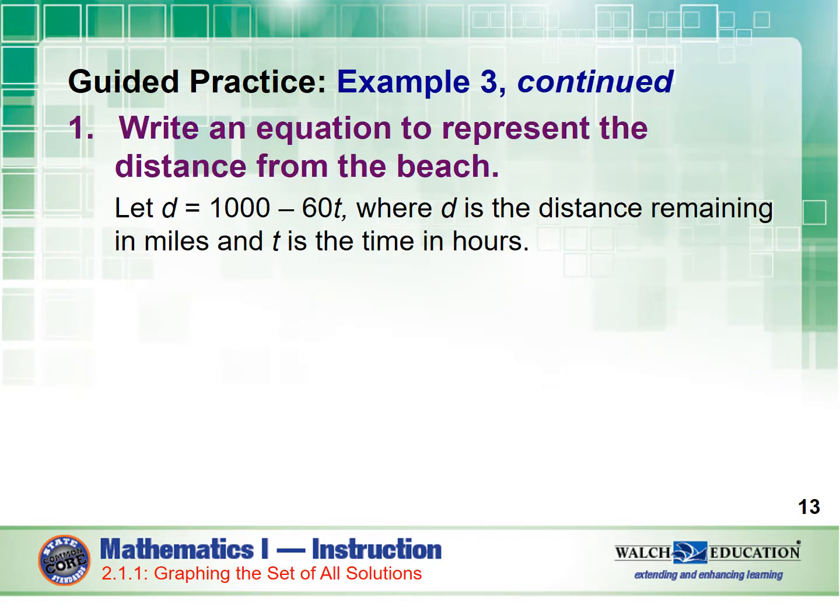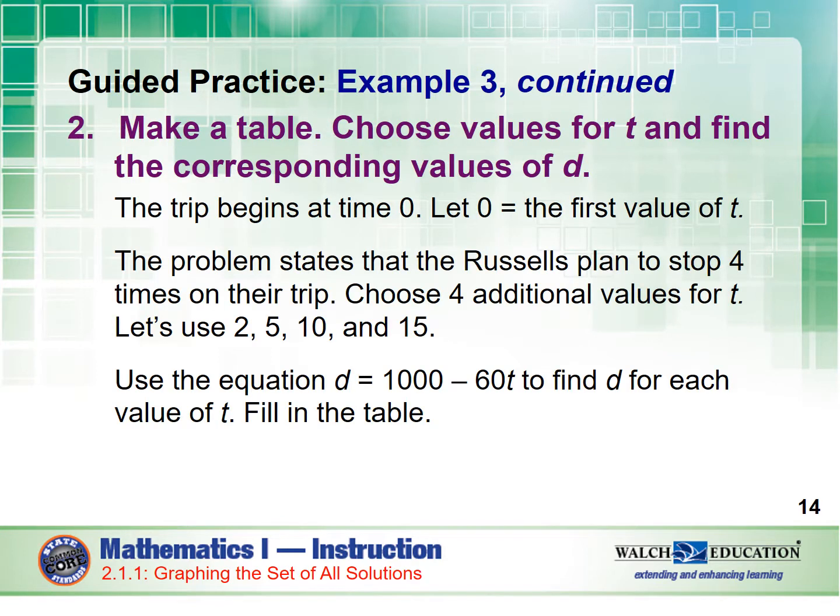So first, we're going to write an equation to represent the distance from the beach. We're going to let d equal distance: d equals 1,000 minus 60 times t. T is the time in hours. And the reason it's minus 60 is because they're traveling 60 miles per hour. So the trip begins at time 0. We're going to let 0 equal the first value of t. And the problem states that the Russells plan to stop 4 times on their trip, so we choose 4 additional values for t, and you're going to use 2, 5, 10, and 15.